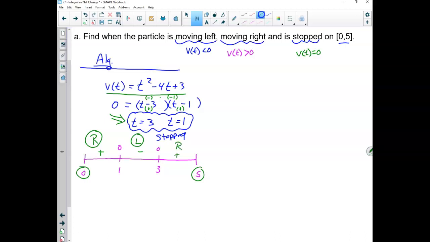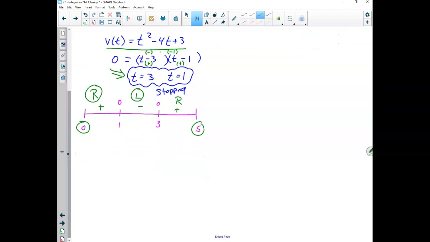And I can see maximum and minimums in there. And right off of my number line, I can say I'm moving right on the interval from 0 to 1, union with 3 to 5. And I'm moving left from 1 to 3. Okay, so I'm moving right, moving left.